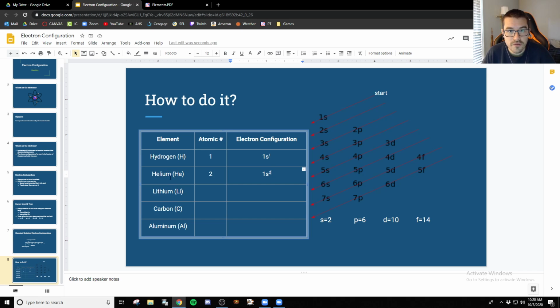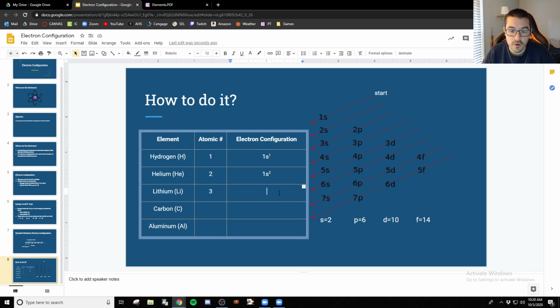Hydrogen and helium look pretty similar. The only difference is that little number. The reason those are different is because those elements have different numbers of electrons. Lithium is number 3. We're marching our way up the periodic table here. Lithium is number 3. It has 3 electrons.